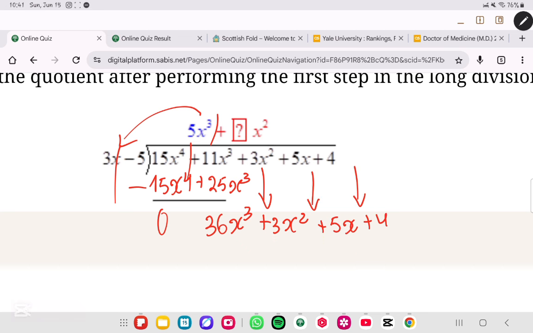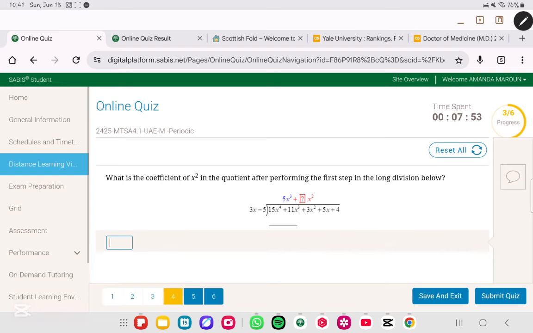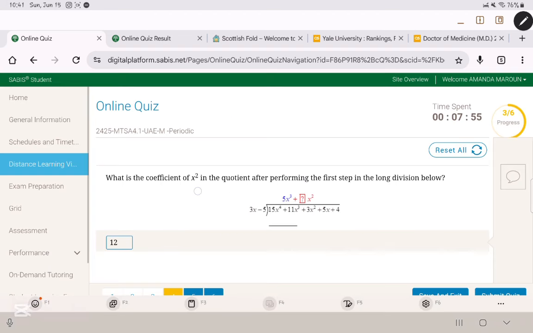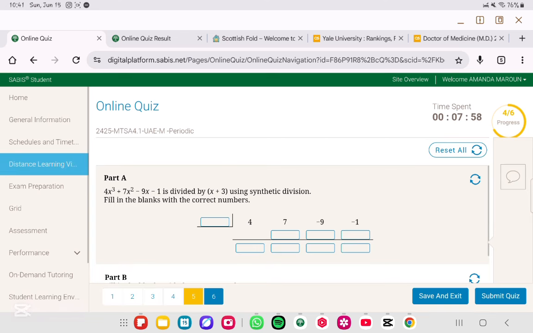Okay? Now you take only the first x with this, so the first part with the first part. So 36x to the power of 3 divided by 3x will give us an answer of what? It will give us an answer of 12x squared. So just like that, we found the value of the question mark, which is 12. We'll move on to question number 5.